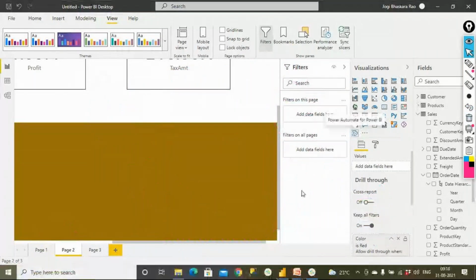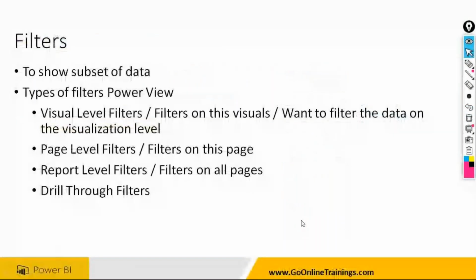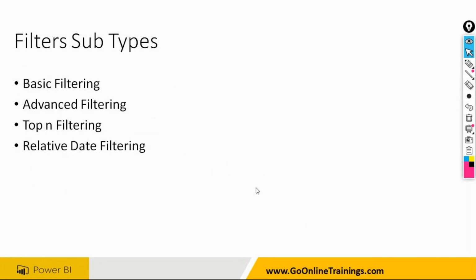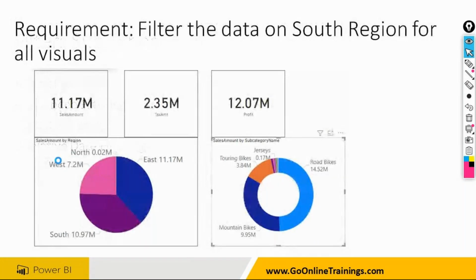So whatever we discussed today is visual level filters we had seen, page level filters we had seen, report level filters we had seen, and drilling through filters also we had seen. We had seen basic and advanced, and we'll see top N filtering and relative date filtering later, probably tomorrow.